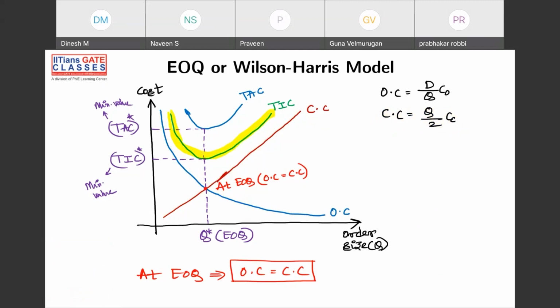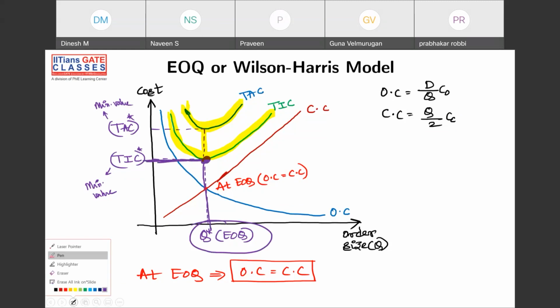For total inventory cost, you add some extra purchase cost, then it becomes the total annual cost. If you see in both the curves, this is the minimum point. You want to minimize the cost, and this is where the minimum is occurring. That corresponding quantity Q is your EOQ.